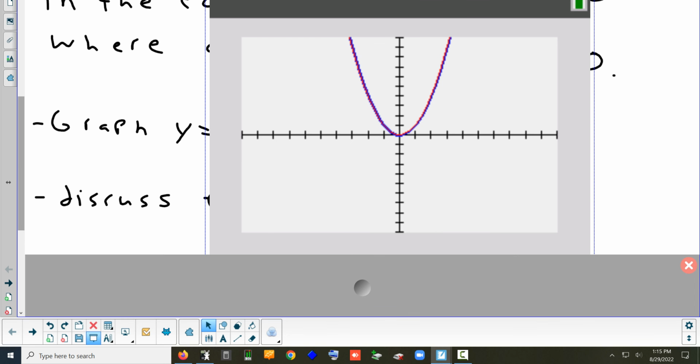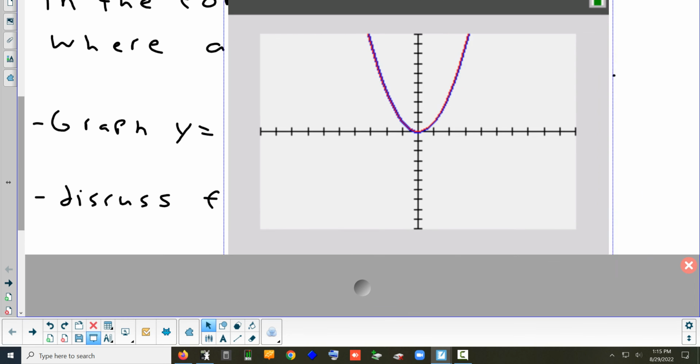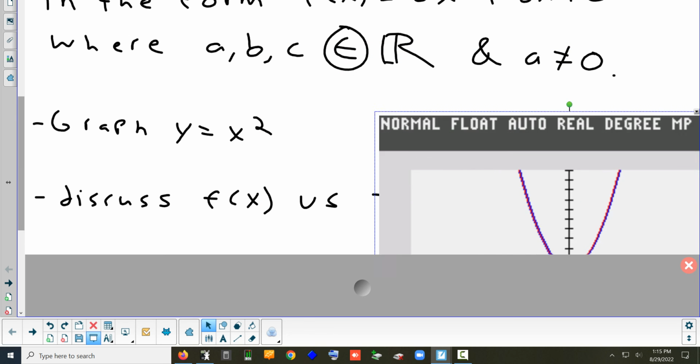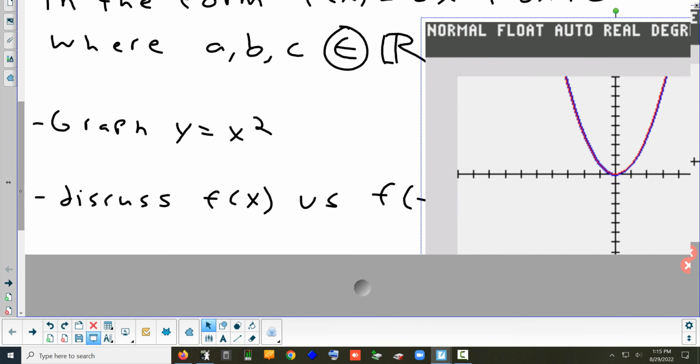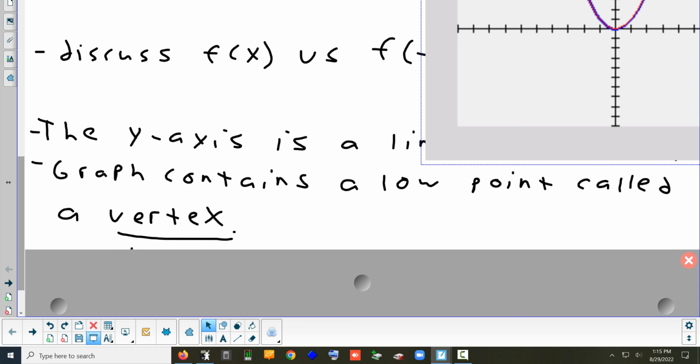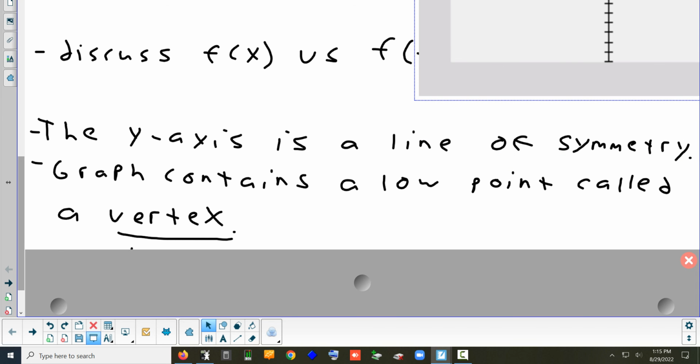Yeah, it reflected it over the y-axis. Yes. You can't tell because the y-axis is a line of symmetry for the parabola. If you reflect something over a line of symmetry, you can't even tell you did it.